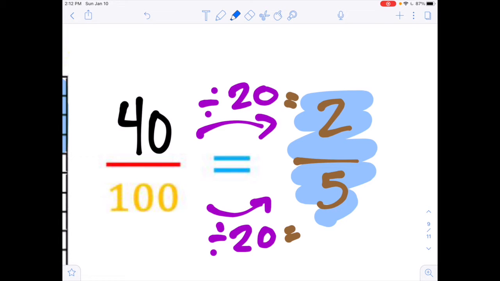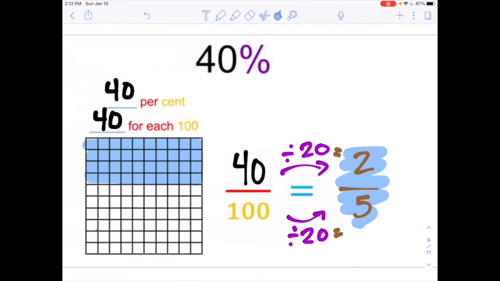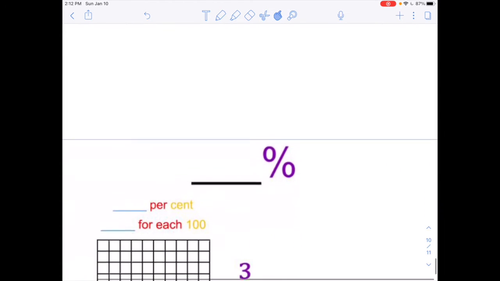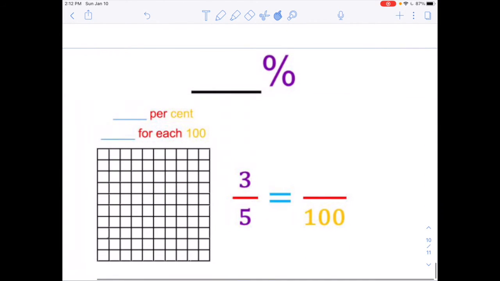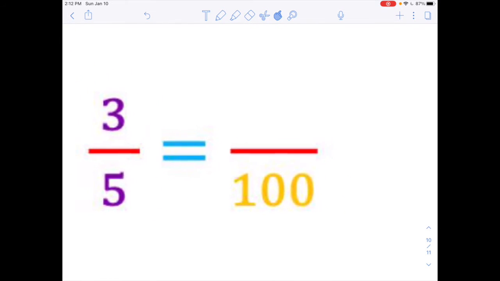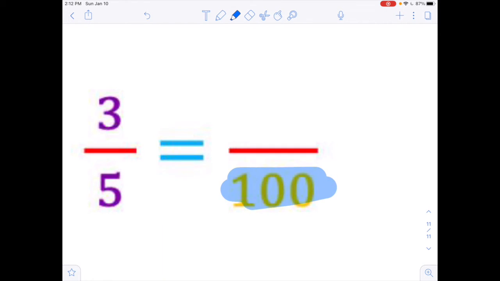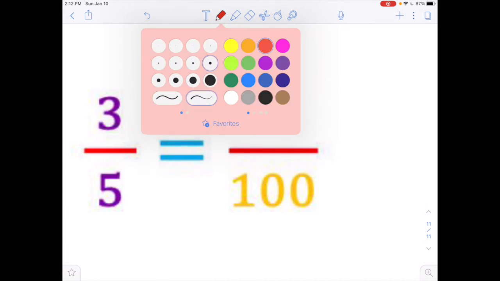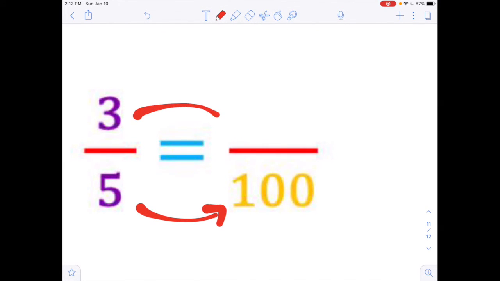So what we're going to do today is we're going to swap them around. Instead of starting with a fraction that's got a denominator of 100, we're going to end with a fraction with a denominator of 100, like this one. Here's the fraction 3/5. I want to make an equivalent fraction where the denominator is 100, because if the denominator is 100, then I have a percent. So I'm going to draw an arrow, and draw an arrow. And I know this is a times problem.